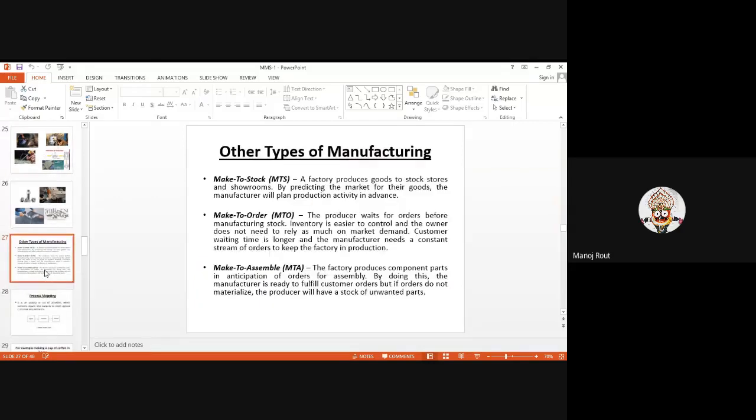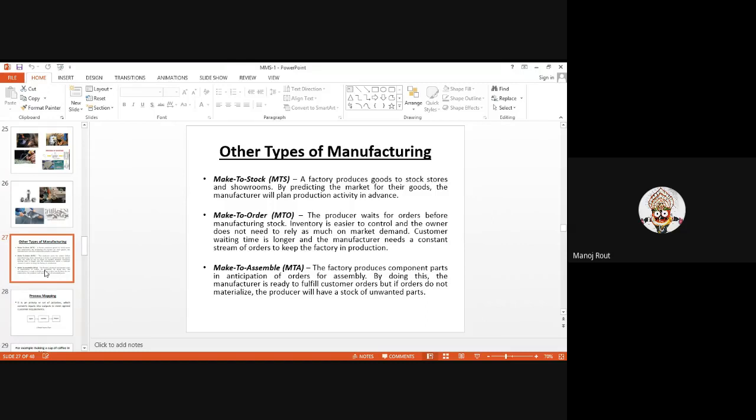Going to the next one, the other types of manufacturing process. The first one is make to stock. In this definition, the factory produces goods for stock, stores and showrooms, by predicting the market for their goods. The manufacturer plans production activities in advance. The next one is make to order. The producer waits for the order before manufacturing stock. Inventory is easier to control, and the owner does not need to rely as much on market demand. In make to order, the customer waiting time is longer. The manufacturer needs a constant stream of orders to keep the factory in production.